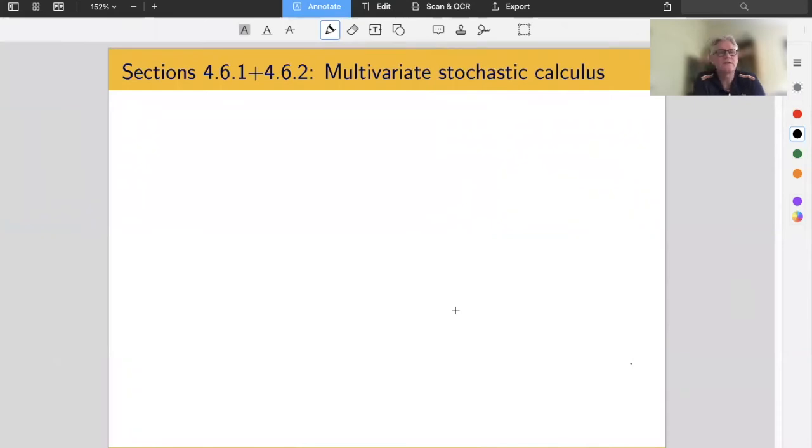So dear students, welcome to today's lectures. We have reached sections 4.6.1 and 4.6.2, in which we generalize the stochastic calculus we've been looking at so far towards multiple dimensions. So we will be dealing with multivariate stochastic calculus in this section.